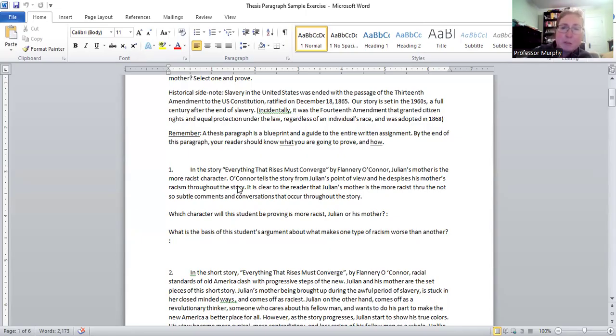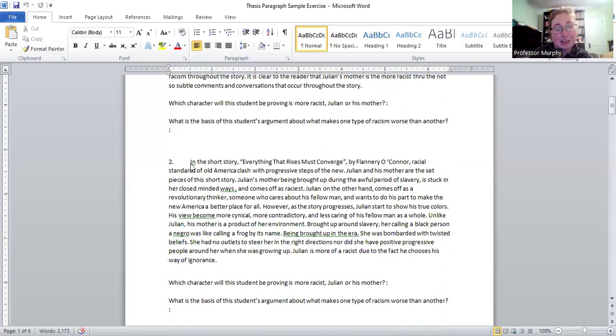It's clear to the reader that Julian's mother is the more racist through the not-so-subtle comments and conversations that occur throughout. That doesn't help me. Why is one worse than the other? Not that, oh, she says racist things. That could be a support for why what she's doing is bad, but what is she doing worse than what he does? So what we have here is a very common problem where my writer did identify which character they were going to be arguing, but they don't have an argument yet, which became a problem very soon afterwards. Very soon. Okay, so let's look at number 2.